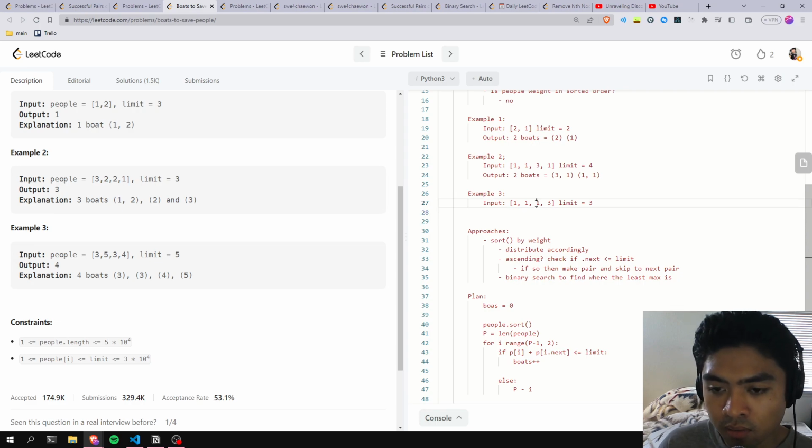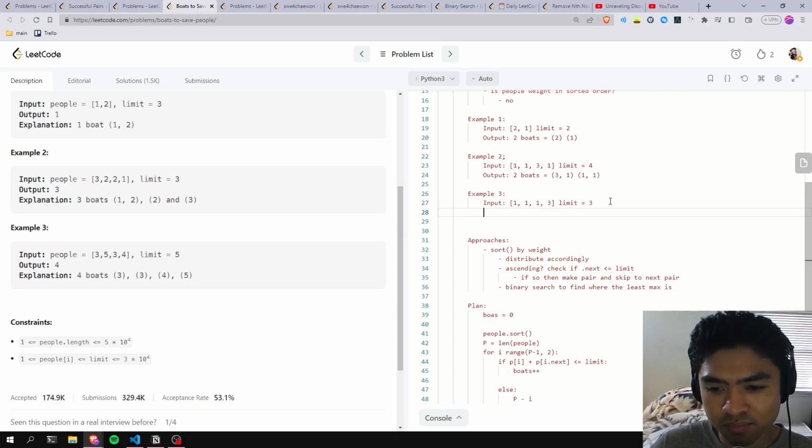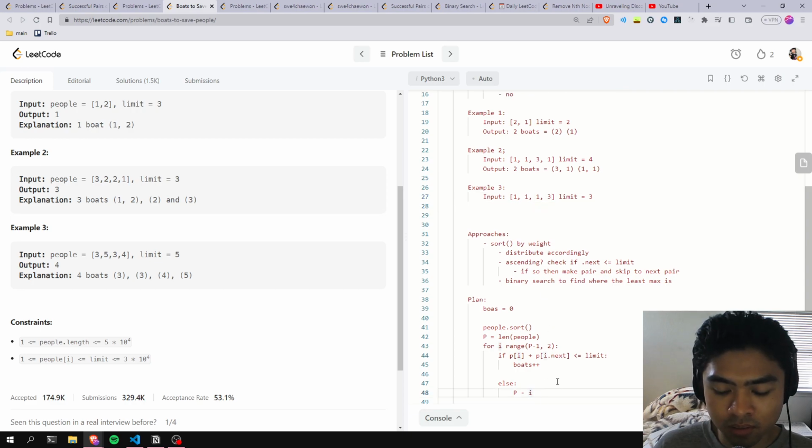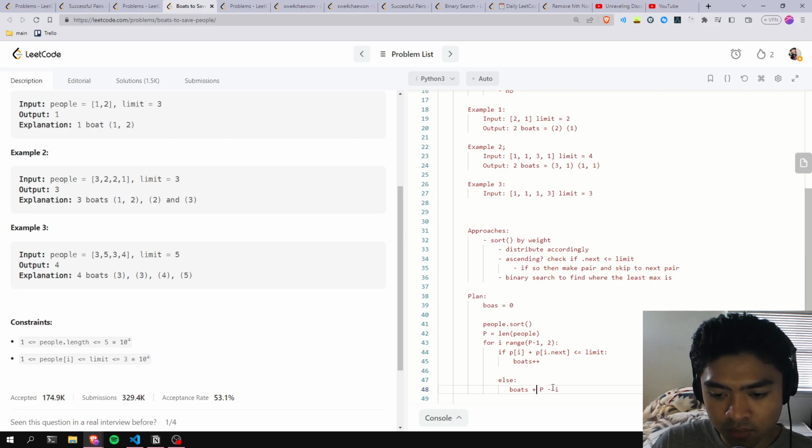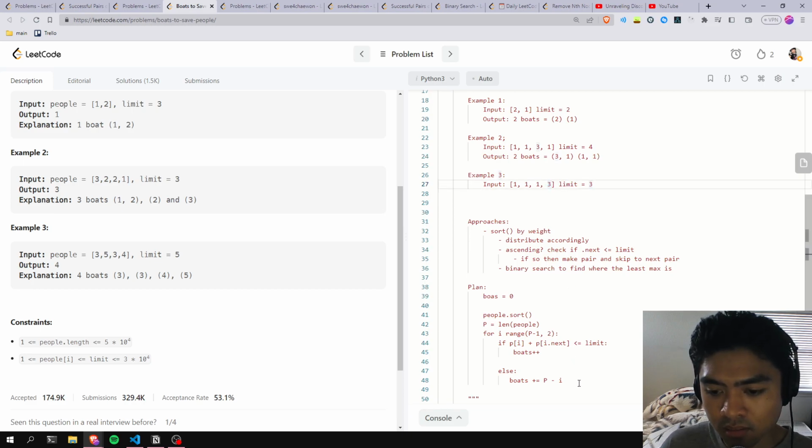And we know that from here we can't really make a pair. So we gotta say from here, length minus i, right? So length is 4 minus i, which is 2. So that'll be 2 extra boats. So yeah, p minus i. So boats plus equals p minus i. Okay, yeah, that makes sense. This will work. I'm pretty sure that this will work.